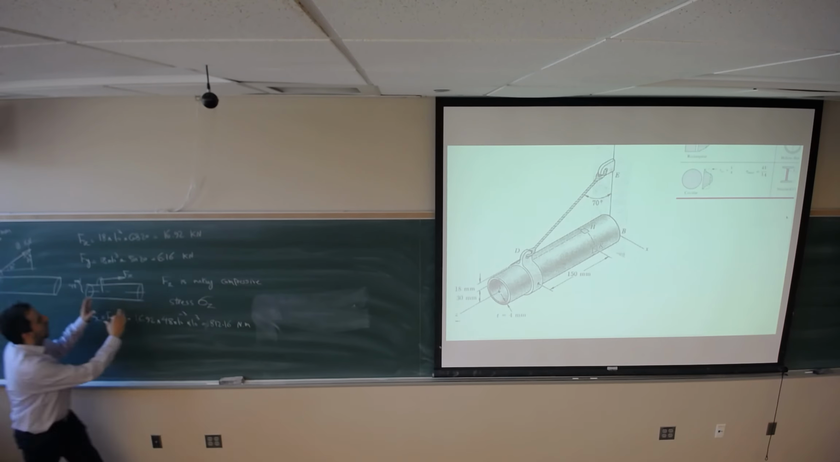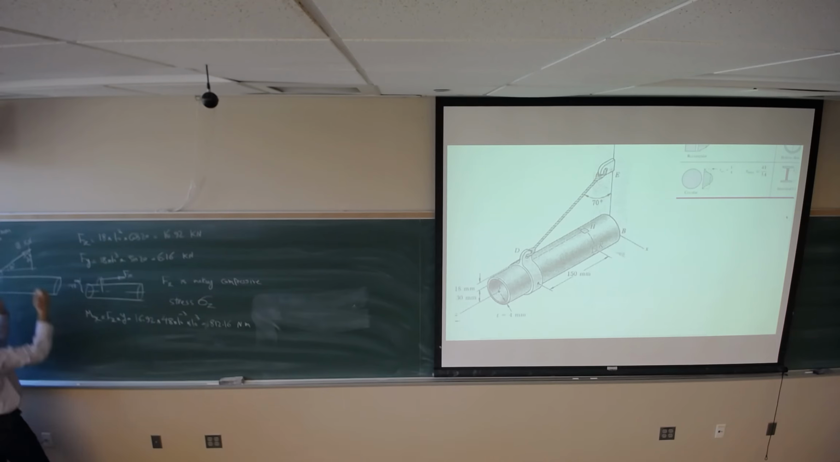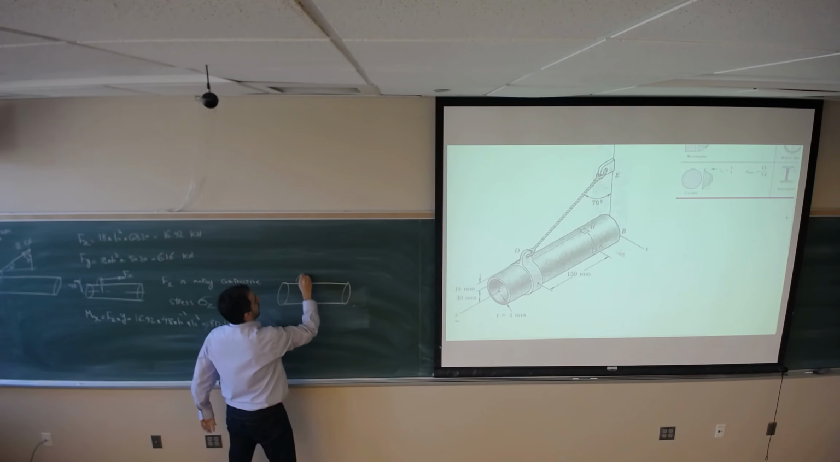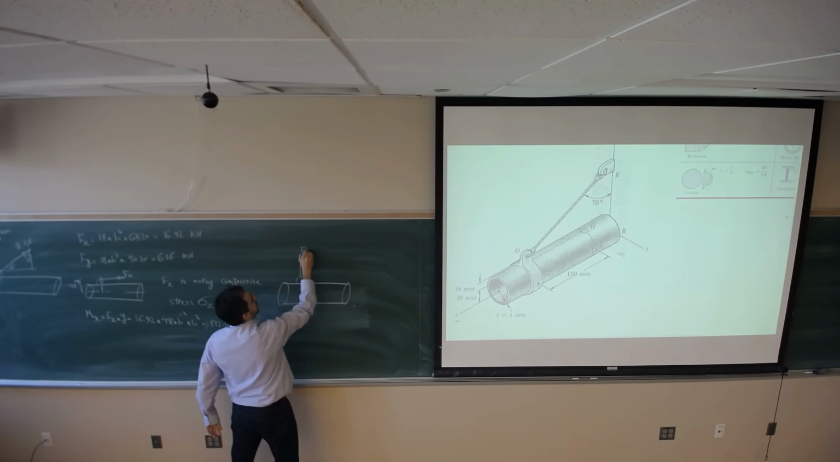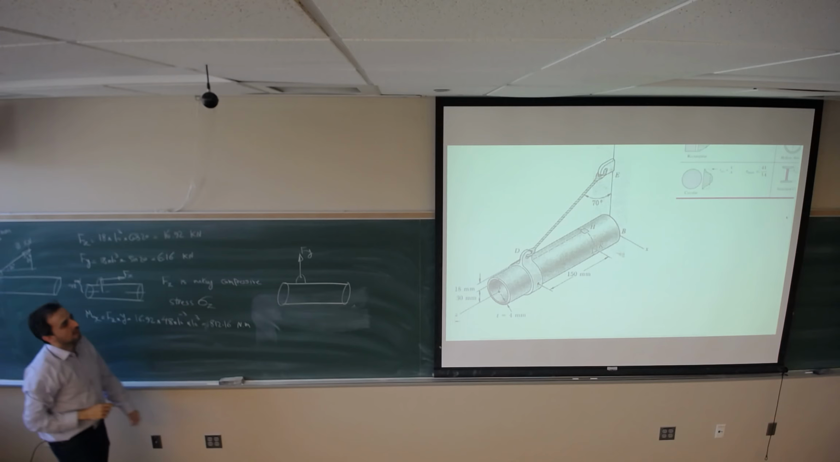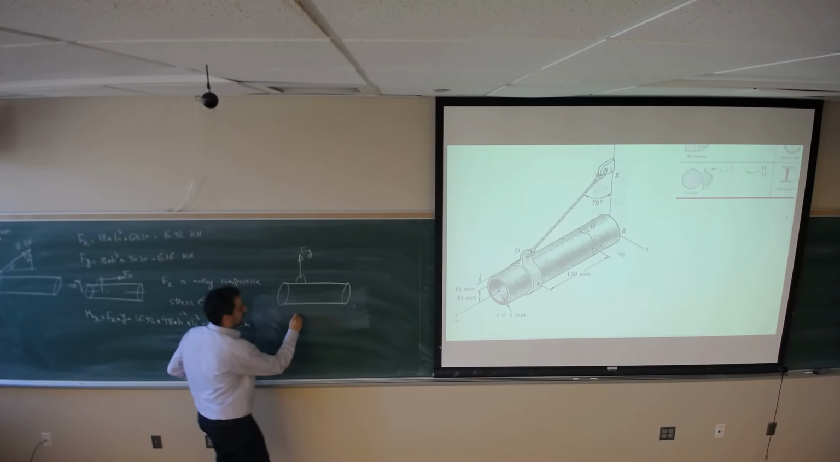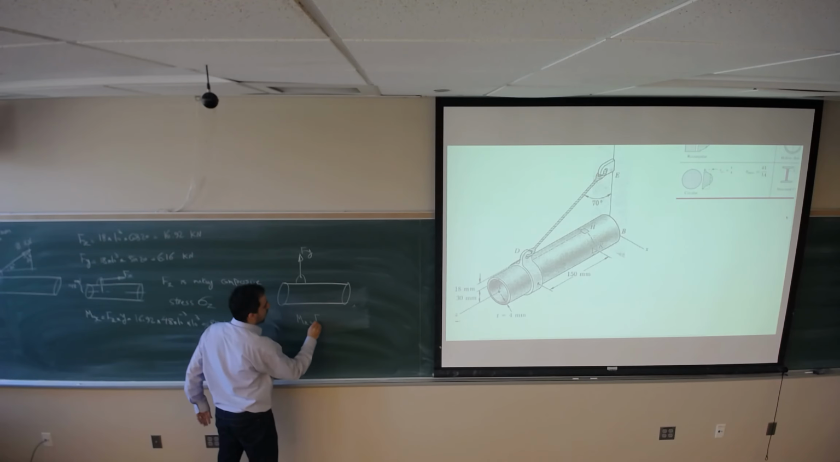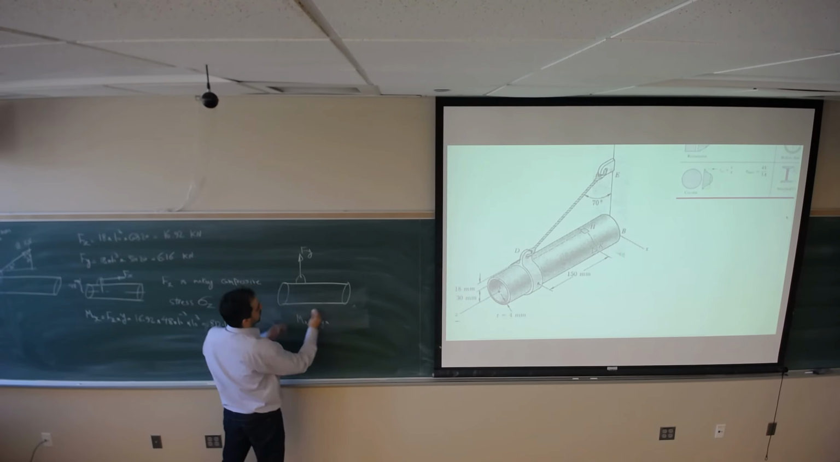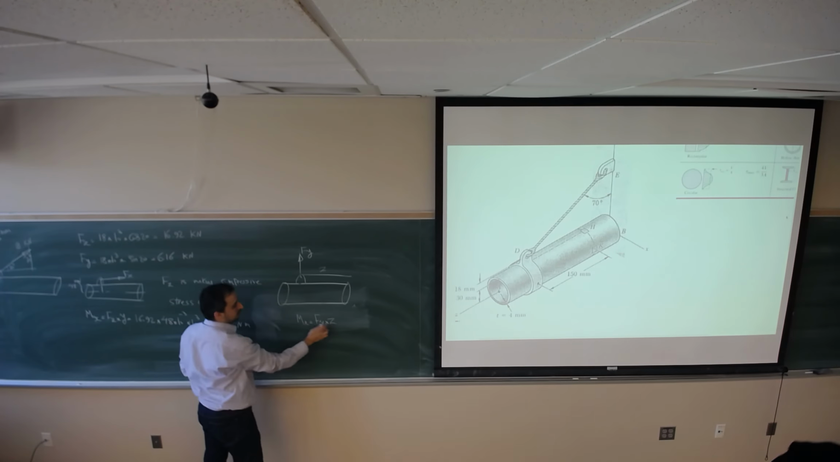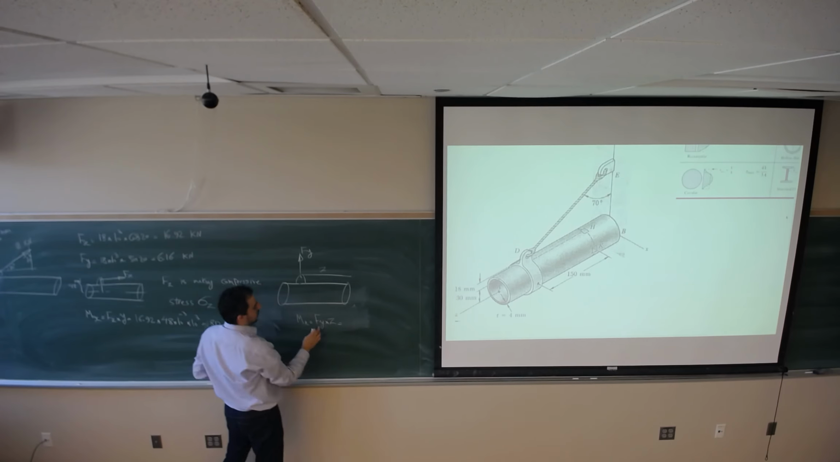Now I'm moving from Fz to Fy. So we have something like this, Fy. What kind of stress can you see this force is going to make? One moment about the x-axis, because Fy times the distance, which is along z, is making a moment about the x-axis.